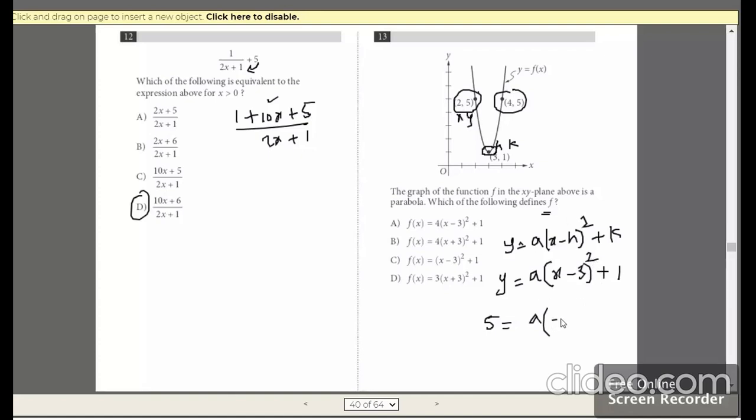If I take 2, it is going to be -1 plus 4, (-1) whole square plus 1. Subtract 1 from it, so you are going to get a equals 4. It means now the answer is 4 times (x minus 3) whole square plus 1, which is option number 8. It's your answer.